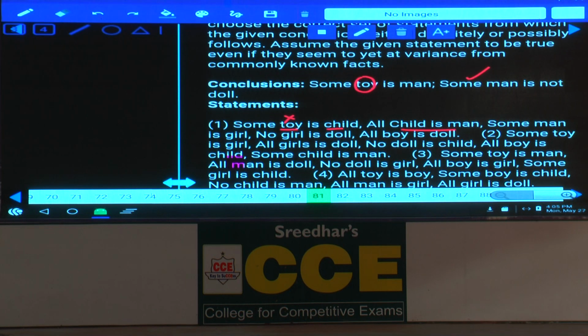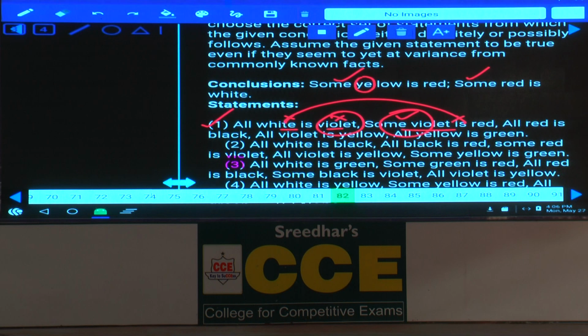If you combine these, this is cross and cross, this is tick and cross, middle term distributed. Hence we can derive the conclusion. Now cross and cross, where can we get cross and cross? Only in some. Hence "some toy is man" is also true. Hence what is your answer? 1 is the answer. Done with this? Then this is about question number 81. Then coming to question number 82.